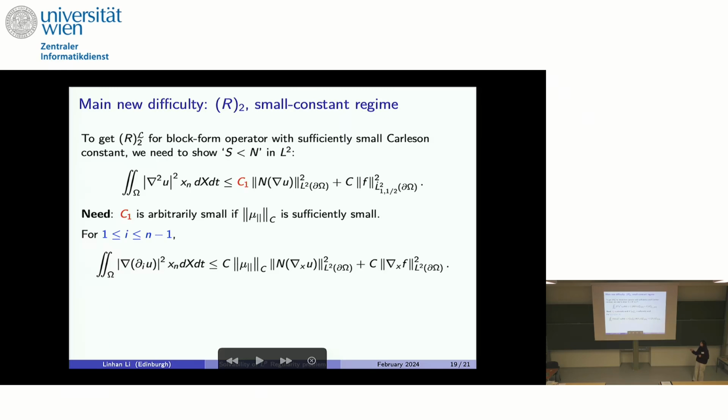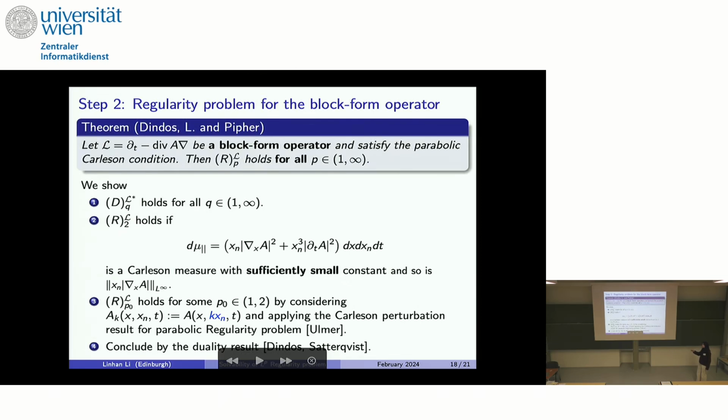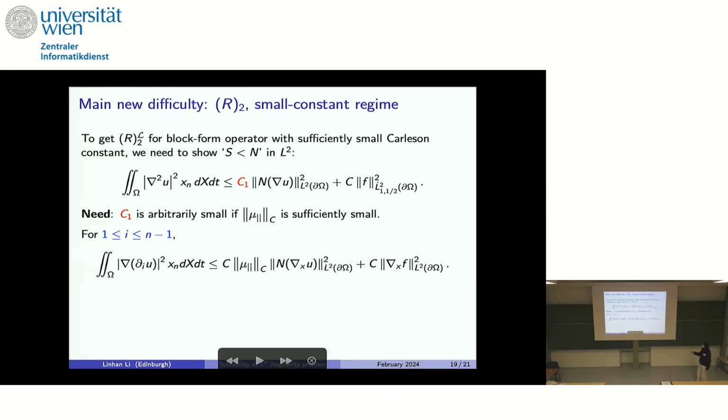It's important because we will later have an N less than S argument, so that if you know this is sufficiently small, then you can hide the non-tangential maximal function on the left-hand side, so you can say that the non-tangential maximal function is bounded by the boundary data. Now, this is the key. How do we get this? Well, since this mu parallel, if you remember my definition, doesn't see the dn derivative of A, we can prove these estimates without so much pain for i between 1 and n-1. So basically here, instead of the full second derivative, we're excluding the dnn of u.